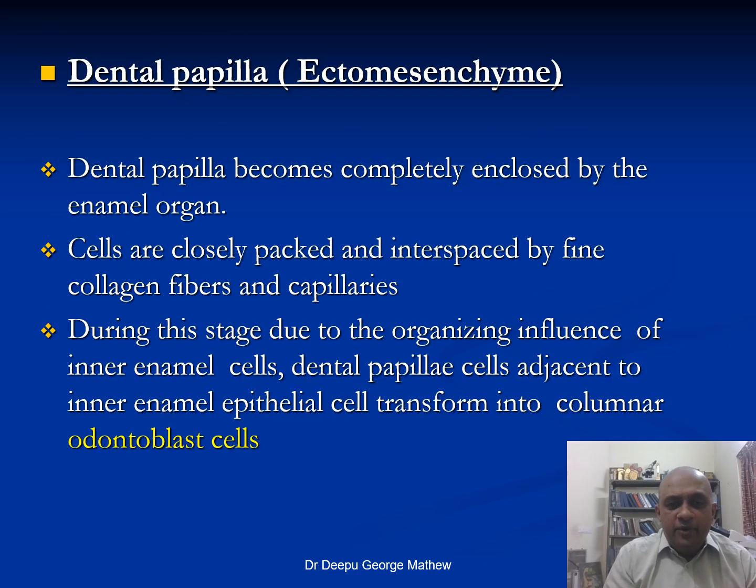When it comes to the dental papilla, it becomes completely enclosed by the enamel organ. So these are ectomesenchymal areas enclosed within the invagination of the enamel organ, and the cells are closely packed there with fine collagen and capillaries. And during this stage, there will be an organizational influence of the internal epithelial cells, and the dental papilla cells adjacent to the internal epithelial cells will transform into columnar odontoblastic cells. And that is what happens during the transformation from the early to the advanced bell stage.